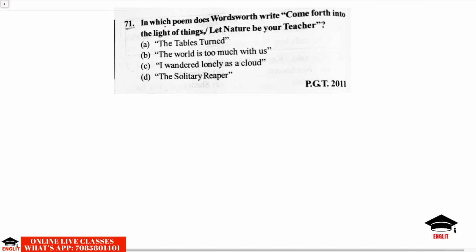Next question. In which poem does Wordsworth write, "Come forth into the light of things, let nature be your teacher"? This question was asked in PGT 2011. Was it the poem "The Tables Turned"? "The World Is Too Much With Us"? "I Wandered Lonely as a Cloud"? Or "The Solitary Reaper"? And the correct answer is A. It was "The Tables Turned". "The Tables Turned" was published in 1798 in the famous collection Lyrical Ballads.